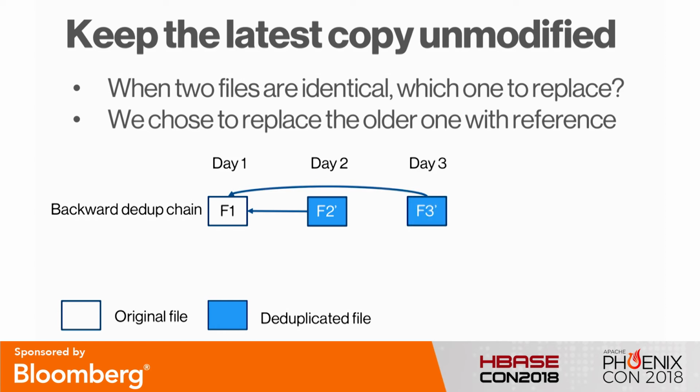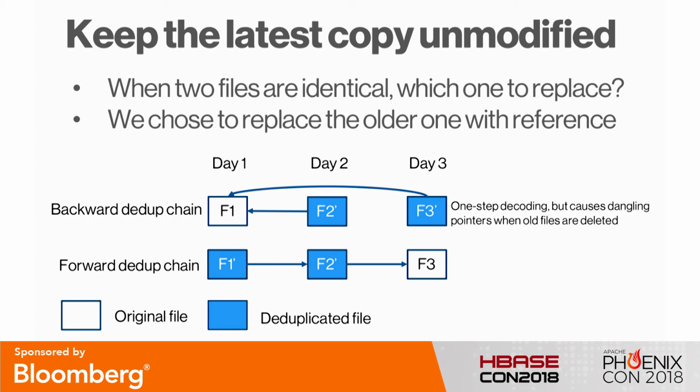If we choose to replace the newer file with a reference to the older file, the advantage is that during decoding, for example, when I'm accessing F3, I only need to decode it once because it has a direct reference to the older file F1. However, it has a dangling pointer problem. For example, when older files are deleted due to a retention policy, let's say F1 is deleted on S3, then F2 and F3 become unrecoverable, and this will result in a problem.